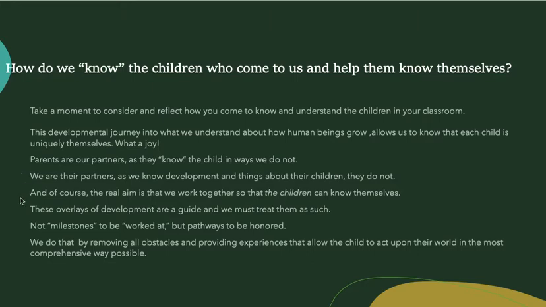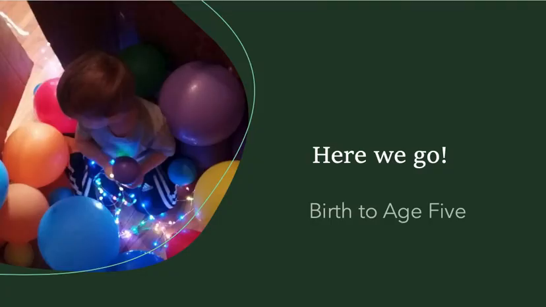So the overlays of development that we're going to look at here, they're not really guides in the sense that we're going to check off milestones or skills as children demonstrate them, so to speak. We're really going to look at what's going on in a couple specific areas and start thinking about what experiences kids need and what obstacles are in the way in terms of their knowing themselves. So here we go. Again, we're going to do birth to age 5 in this particular study.